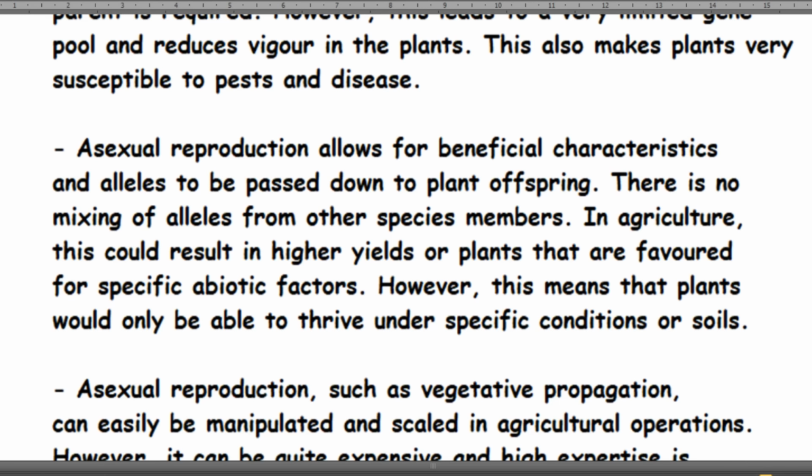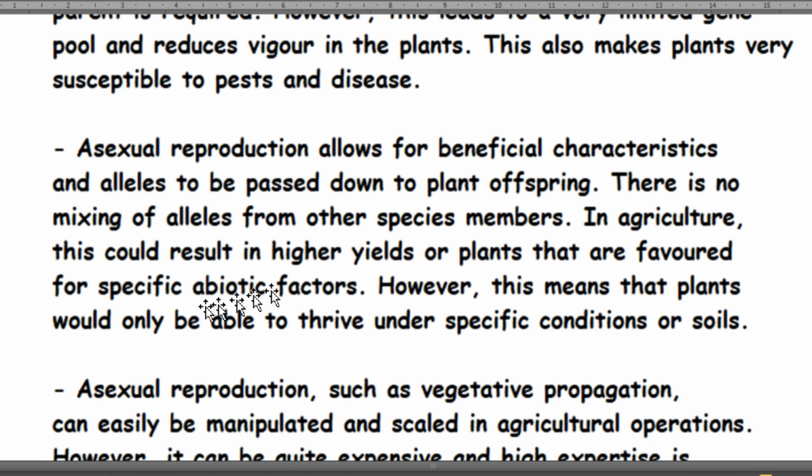The second point here is asexual reproduction allows for beneficial characteristics and alleles to be passed down to plant offspring. So remember, it's clones, so the same characteristics would be passed down. So there's no mixing of alleles from other species members. In agriculture, this could result in higher yields or plants that are favored for specific abiotic factors.